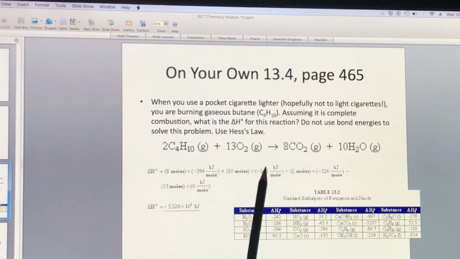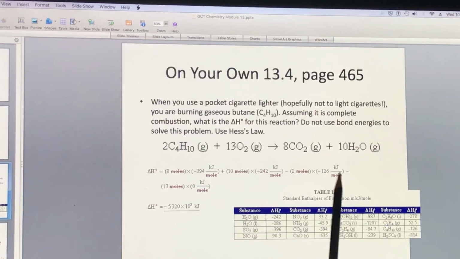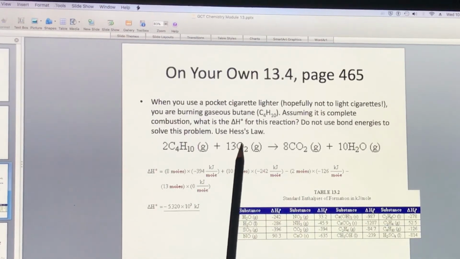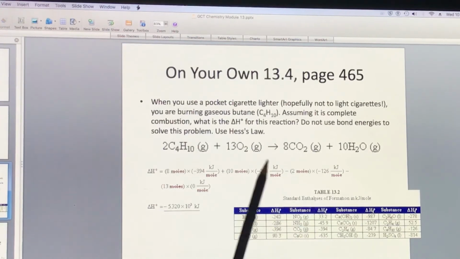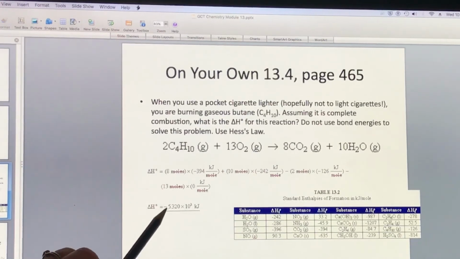That completes our products. Then minus, it's going to be 2 for the C4H10. You find that on the chart. It's minus 126. And then 13, well, again, this will be 0 because the O2 is 0, so that's negligible. Then our delta H works out to negative 5,320. I think that's what it is. Yeah, you're right. It is 5.32 times 10 to the third, or 5,320 kilojoules.